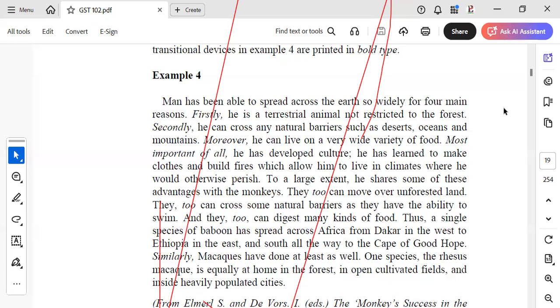So how many were you able to find? Let's count them. How many? Firstly, secondly, moreover. I want you to give me the exact number that you can find there. Similarly, yes, similarly is there. Firstly is there. Secondly, that is two. Moreover, three. Then most important of all, yes, that is another one.